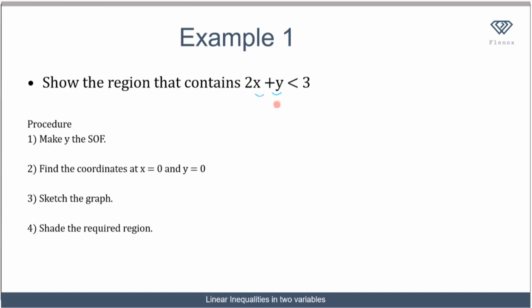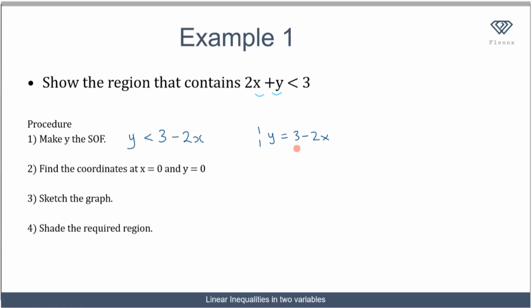First, we make y the subject of formula. To make y the subject of formula, we know that y will be less than 3 minus 2x. So we have made y the subject of formula, and that gives us that y is less than 3 minus 2x. Now we assume that the equation of the line is y equals 3 minus 2x.